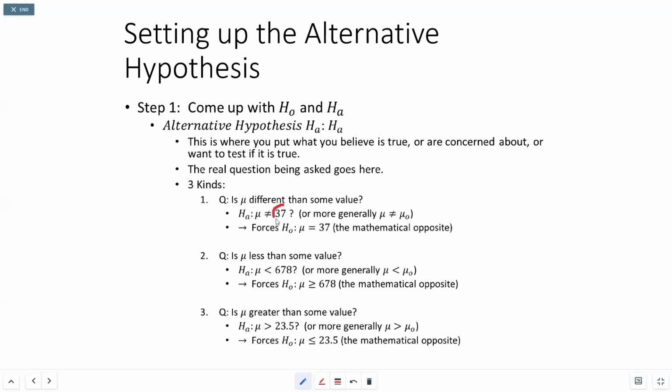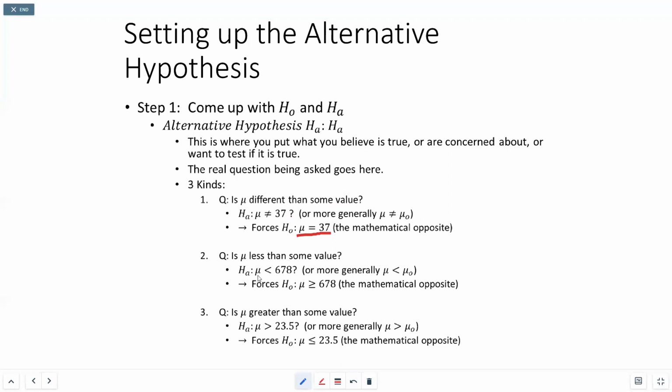And this 37 here is the value that we're going to give a general notation for called the mu naught. So it's got that little knot there, which means you're referring to an actual number, and in this case, it's 37. Now, remember I told you the null hypothesis is the mathematical opposite. So if something does not equal 37, the mathematical opposite is it does.